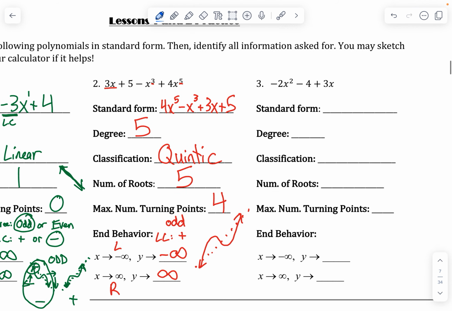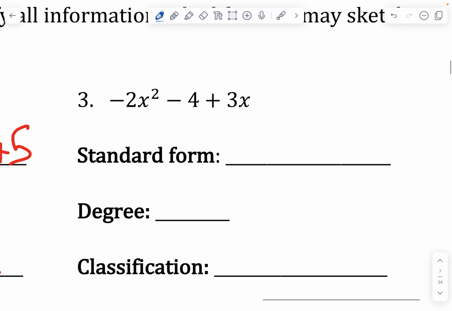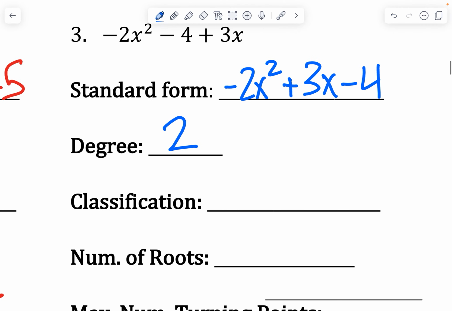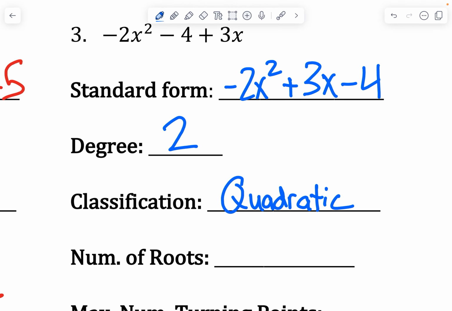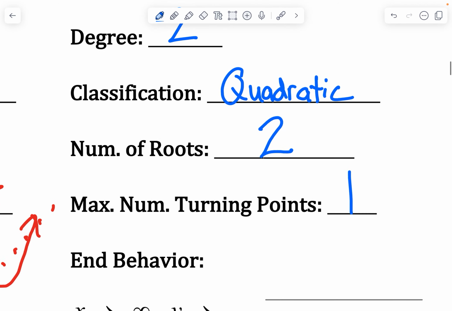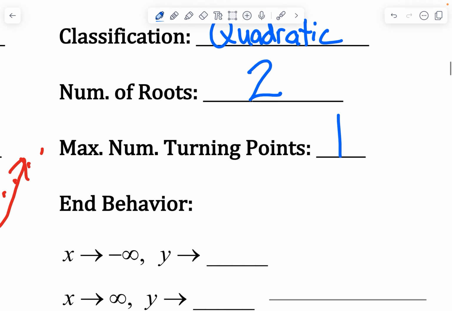All right, so to finish up our last one, look, the negative 2x squared, that is the highest exponent. So that's going to stay right there. But then I've got to flip-flop these other two. Plus 3x minus 4. That gives me a degree of 2, which makes this a quadratic. Now, the number of roots is the same as the degree. The max number of turning points, degree minus 1, will give me 2 minus 1 is 1.